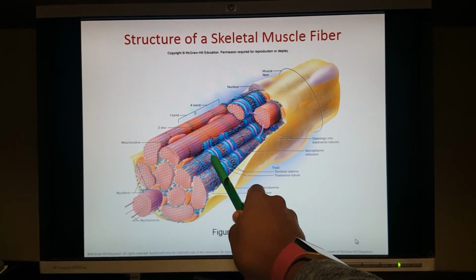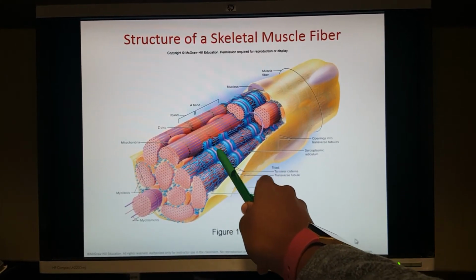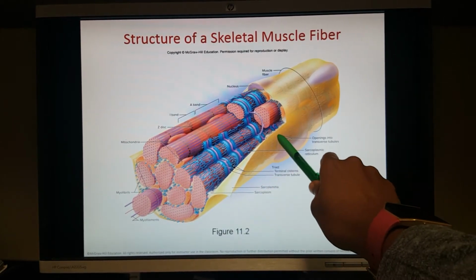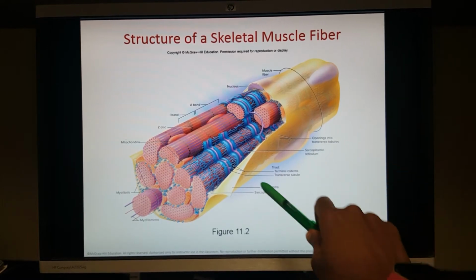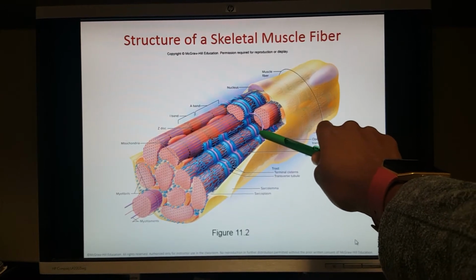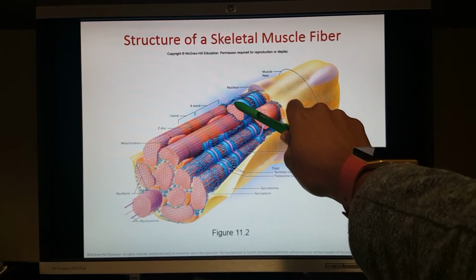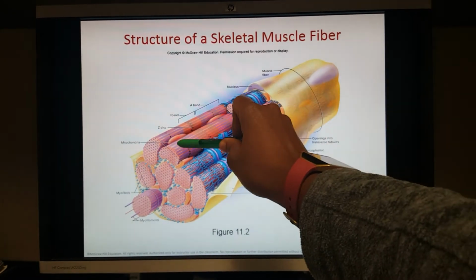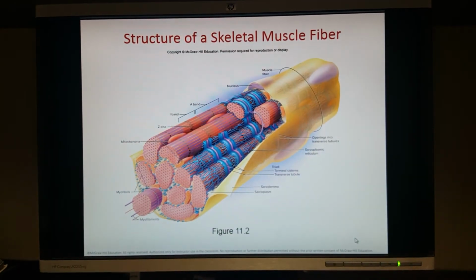The triad here: we have our terminal cistern, another terminal cistern, and running in the middle is your T-tubule, or transverse tubule. See these little holes, the infolding, where your action potentials traveling along your sarcolemma will travel into the cell and activate these terminal cisterns of the sarcoplasmic reticulum to release the calcium. Stuffed in between your myofibrils are your mitochondria, very large mitochondria to make sure that you have enough ATP for your skeletal muscle contractions.